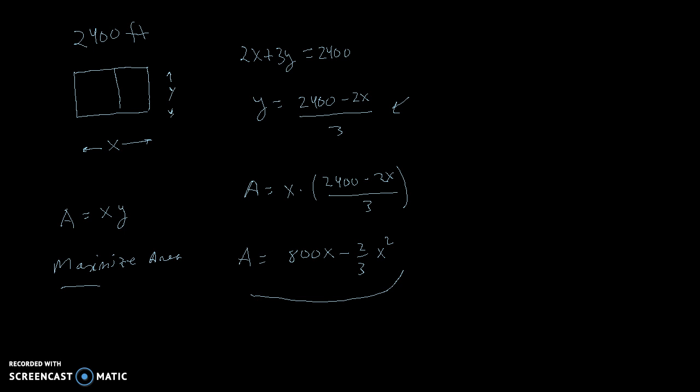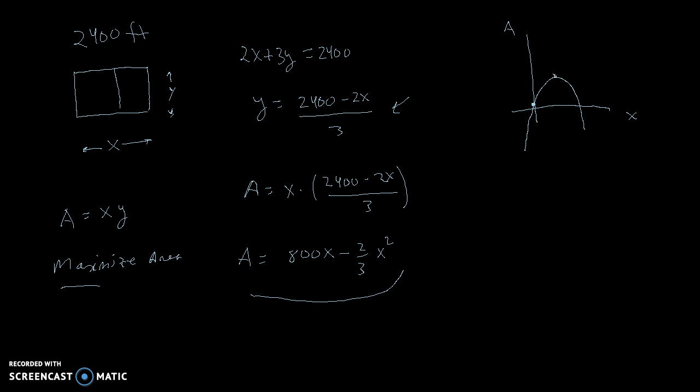The maximum will happen when the derivative is 0. Let's have a look at the graph of this function, if I draw the x-axis here and the A-axis here. This is a quadratic function, so the graph is a parabola. The coefficient of x squared is negative 2/3, so this parabola opens down, and clearly when x is 0, the area will be 0, so it goes through the origin. The graph looks something like this.